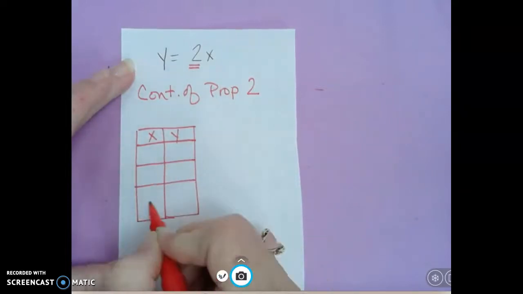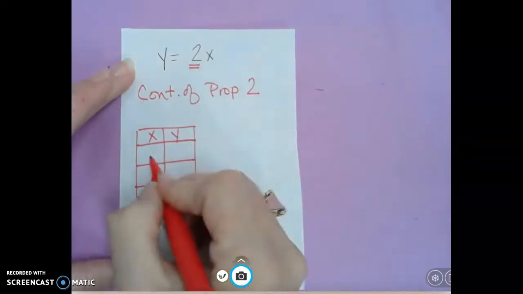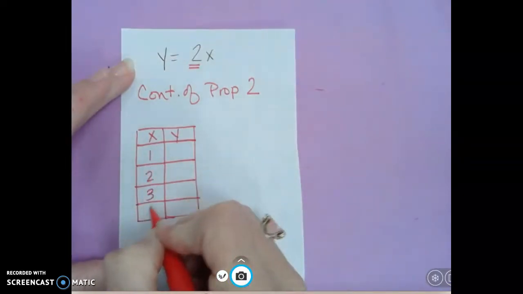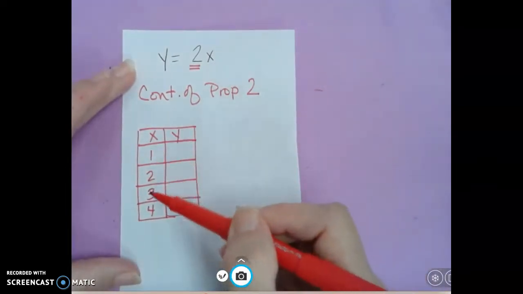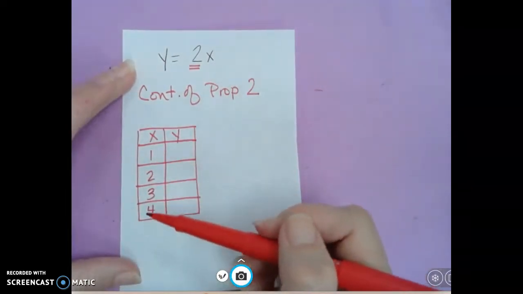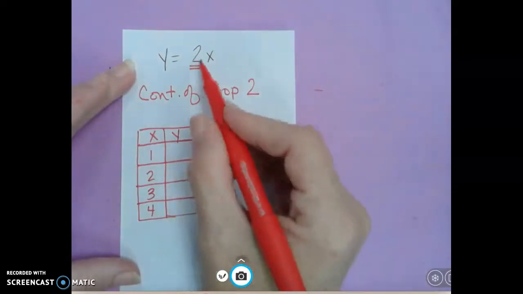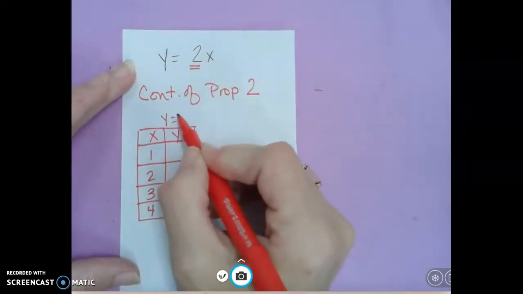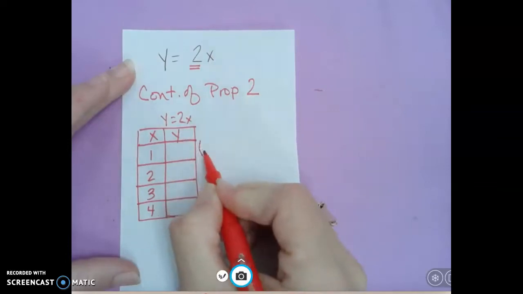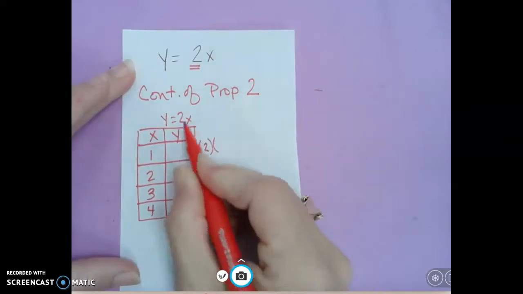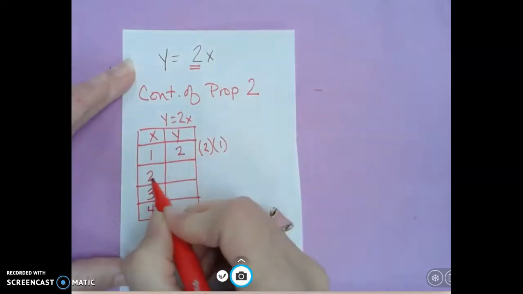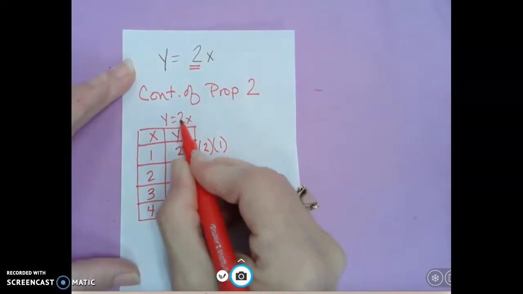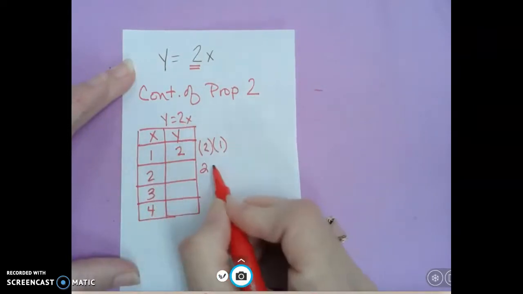I like to put little numbers. It really doesn't matter what you use, but if you have to graph them, we don't want to put 500, 600, 700, 800, because that would just be way too big to graph. So my equation is y equals 2x. I'm going to take 2 and multiply it by whatever x is, which in this case is 1, which gives me 2. 2 is my constant of proportionality, or my unit rate, and I'm going to multiply it by 2 in this row.